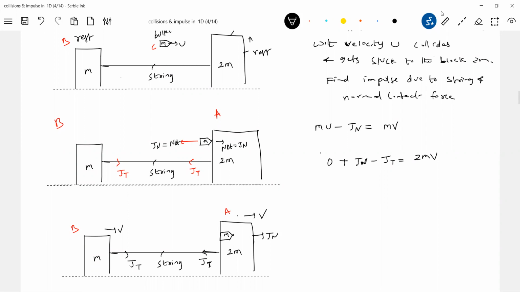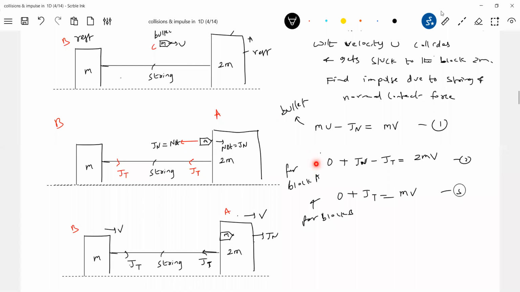Then let's look at block B. Initially it was at rest, no? Then 0 plus Jt equal to mv. Let me take help of this. This is for block B, this is for block A, and this is for the bullet. So Jt is equal to mv. Substitute here: Jn minus mv equal to 2mv. So Jn is equal to 3mv.